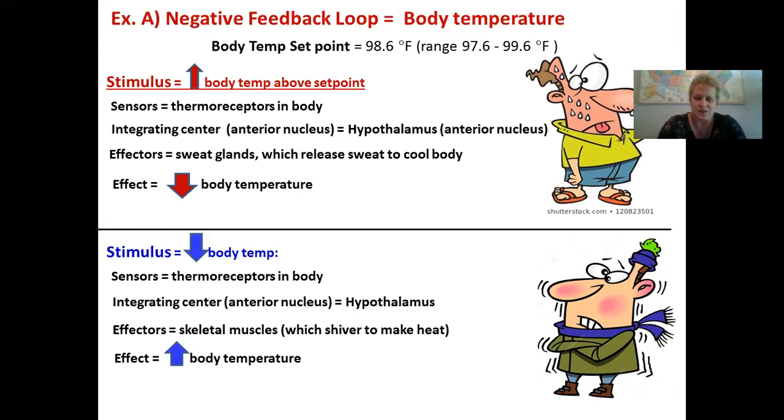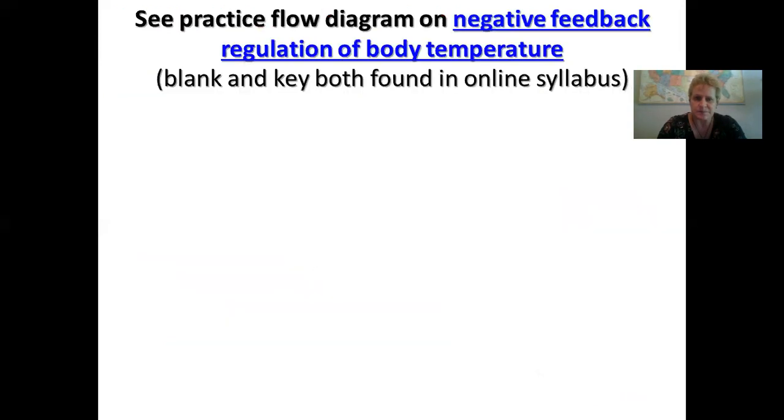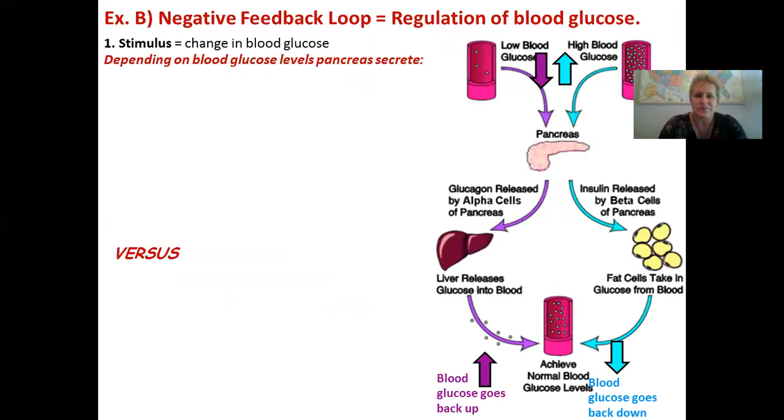Okay, so let's go on to the next feedback loop. So before I get too far, on the syllabus, I have a blank flow diagram for temperature regulation and a key. And this is a reminder to practice what we just went over, okay? Okay, now regulation of blood glucose. Okay, we'll probably stop there for today.